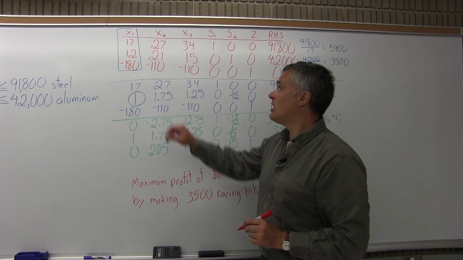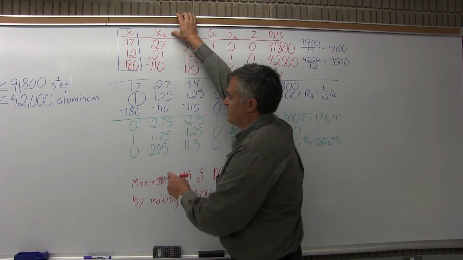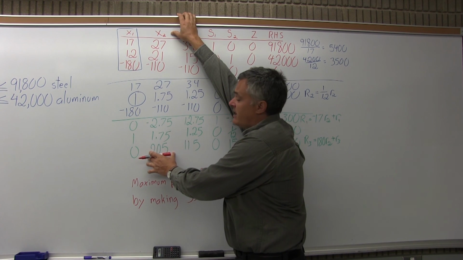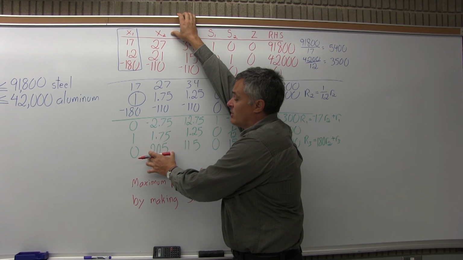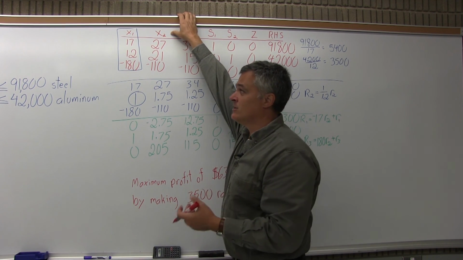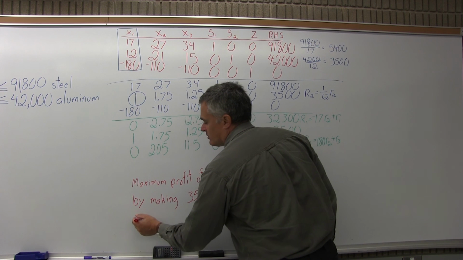the next column, the x2 column, represents touring bikes. As I look in the final tableau, the x2 column, I do not have a special column of all zeros and a single one. That means the value for x2 is 0. So in other words, you're not going to make any touring bikes at all. So no touring bikes.